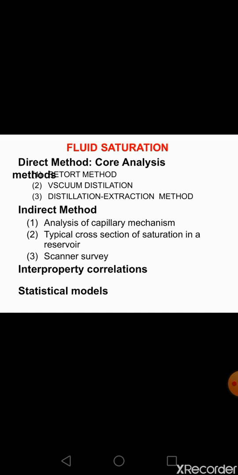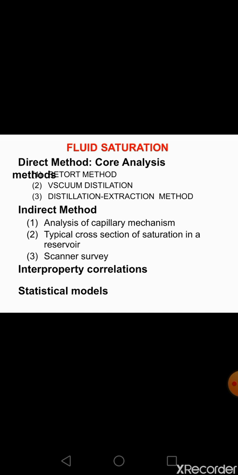Now determination of fluid saturation. So there are two most important methods. One is direct and other is indirect method. So in direct method, generally core samples are extracted from the reservoir and they are analyzed by various laboratory methods like the retort method, second is the vacuum distillation method and third is the distillation extraction method.